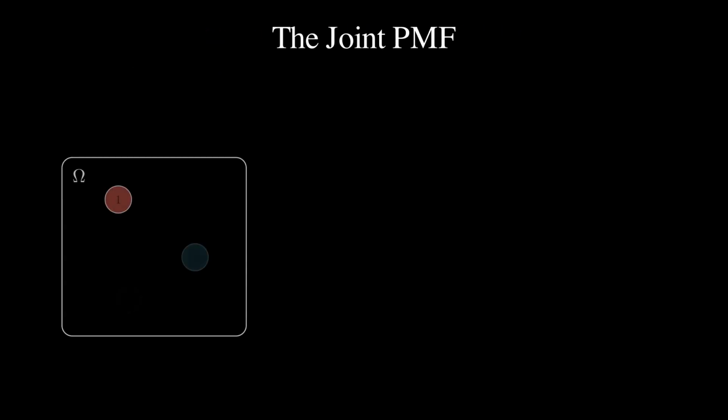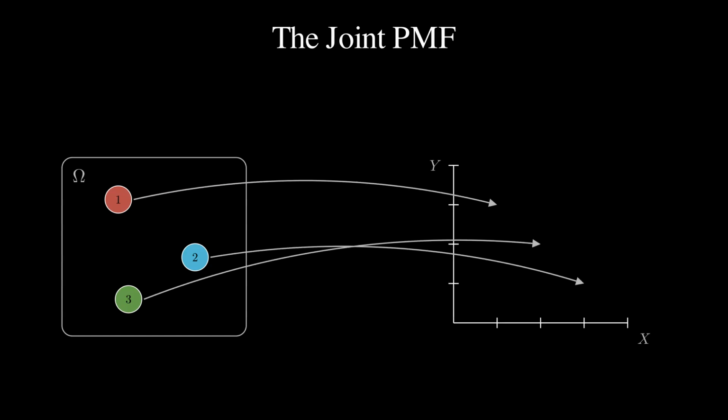Take two random variables riding the same experiment. Together they form a pair. Each outcome in the sample space now lands on a point in the plane, an x-coordinate from X, a y-coordinate from Y. The pair is described by one function, the joint probability mass function. P sub X,Y of x and y is the probability that X equals x and at the same time Y equals y. It is the one variable definition with the event replaced by an intersection.